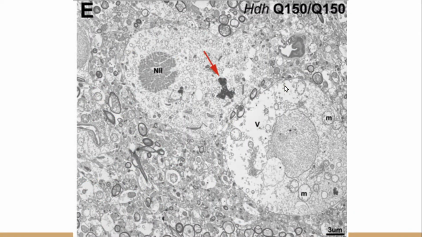Okay, so now we're really going to zoom in and examine some of the ultrastructural images of Huntington. This TEM, transmission electron microscopy micrograph, is from a 21-month-old mouse with 2 copies of the mutant Huntington gene. Each copy has 150 repeats. Labeled NII is the neuronal intranuclear inclusion.